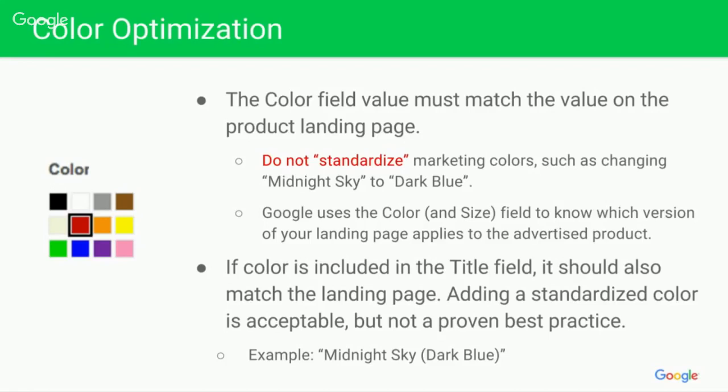It's not a best practice, but if you want to do this, you can add the standardized color name in parentheses. We've run experiments to see if this makes a difference in performance, and it really doesn't, not a negative or positive. So you can do it if you want, but it's not a proven best practice. We don't recommend doing it, but if you feel like it's important for you to do, again, it's a great example of where you can experiment with your data to see whether it works well for you. But it's not something that we've typically seen perform better.